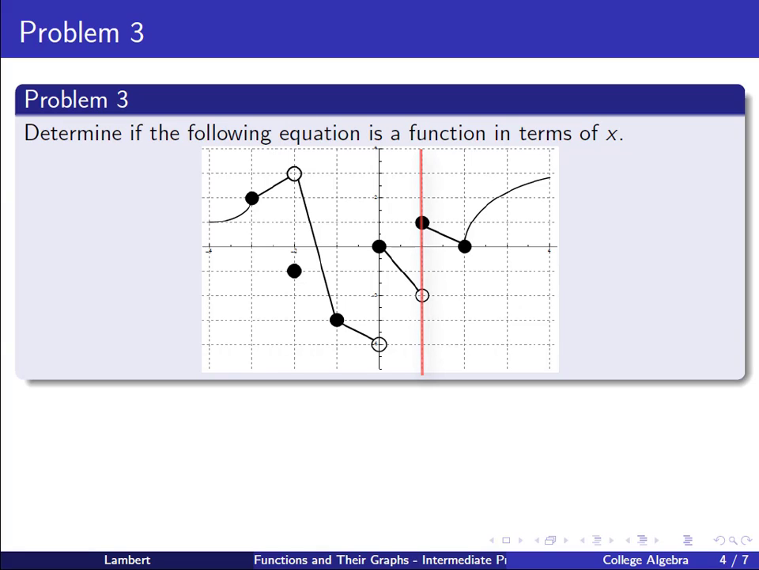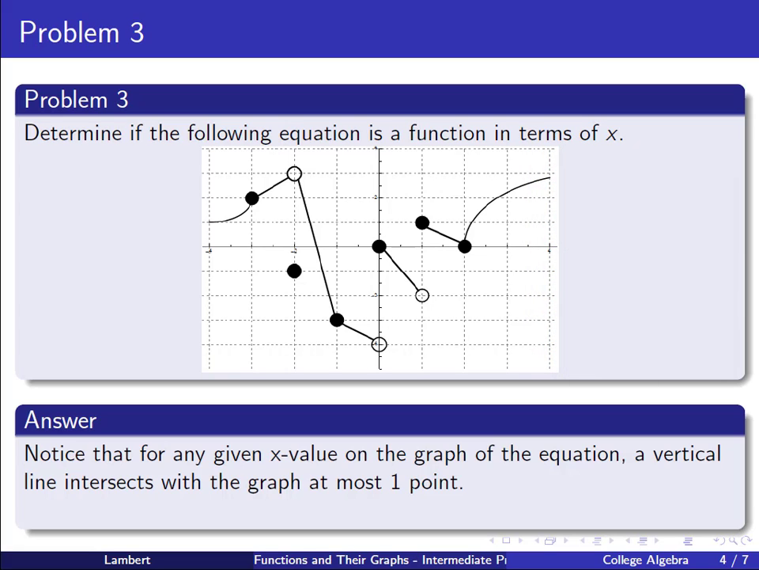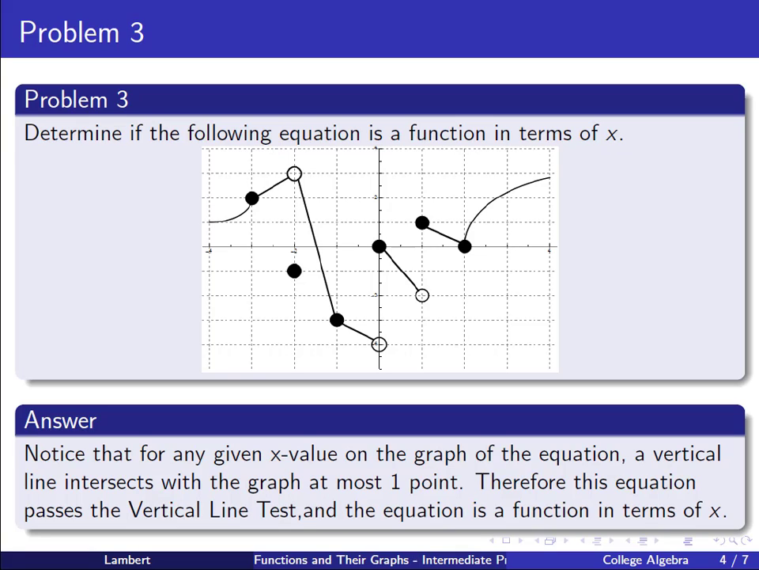And all the points all the way throughout the rest of the curve, it actually is passing the vertical line test. So we have a vertical line intersecting at most one point. It passes the vertical line test. So what does that mean? That means we do have a function in terms of x. So given this graph, we have a function in terms of x.